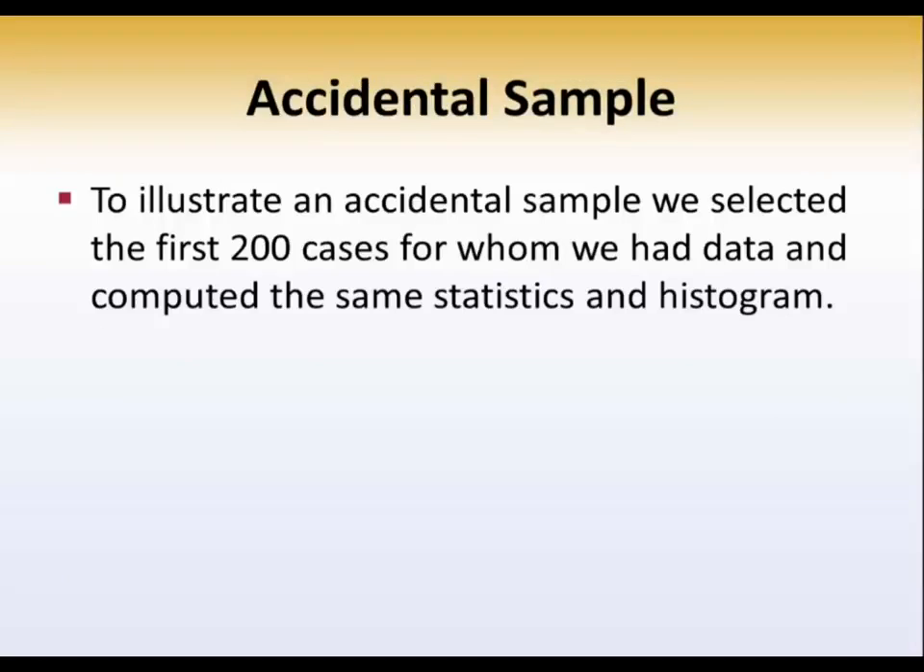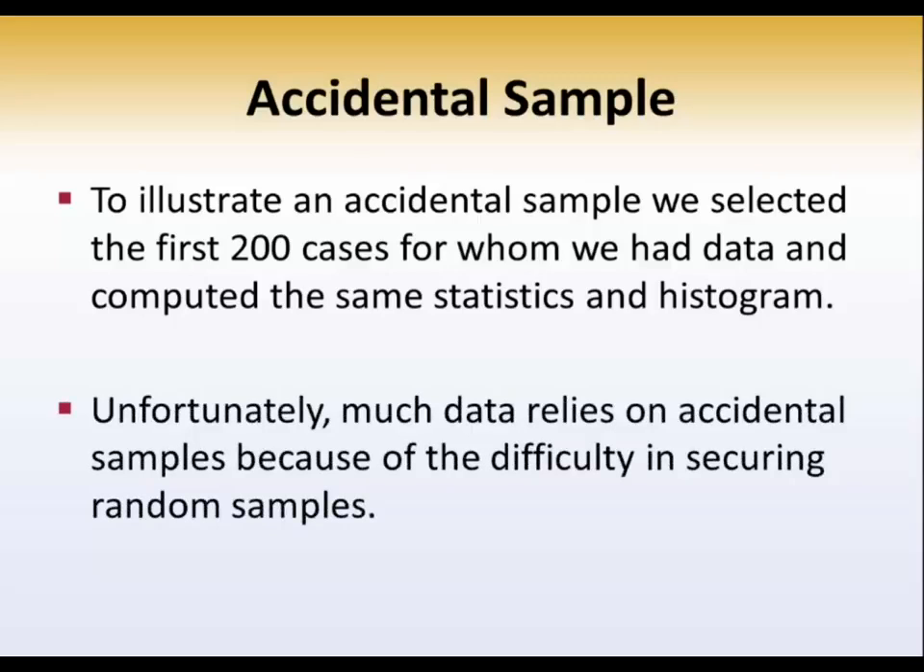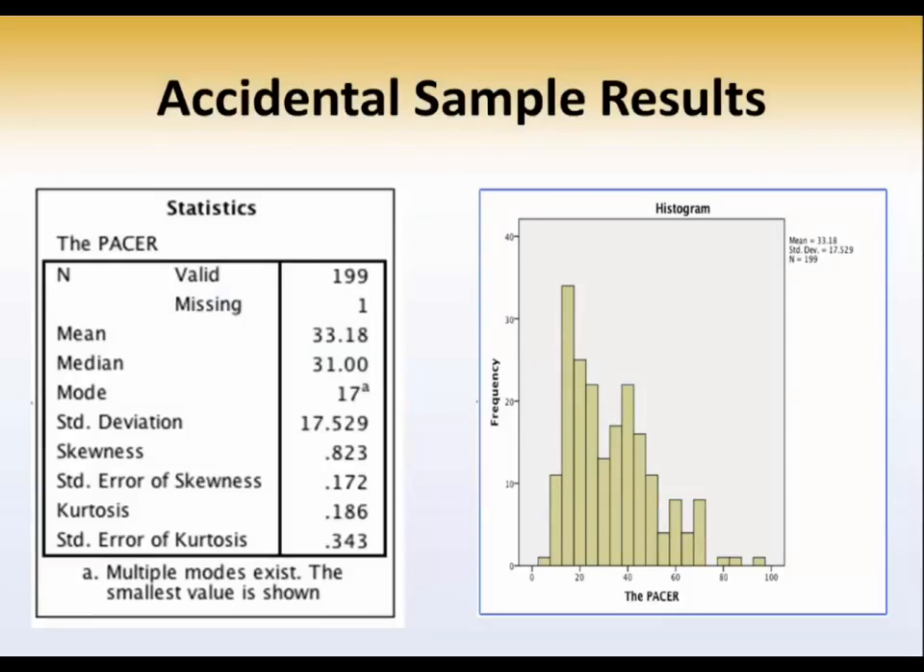The next type of sampling is called the accidental sample. An accidental sample occurs when the investigator simply chooses the first some number of subjects available. For illustrative purposes here, what we did was select the first 200 cases of the 4,000. Unfortunately, much data relies on accidental samples because of the difficulty in securing random samples. Here are the descriptive statistics for the accidental sample and the accompanying histogram.